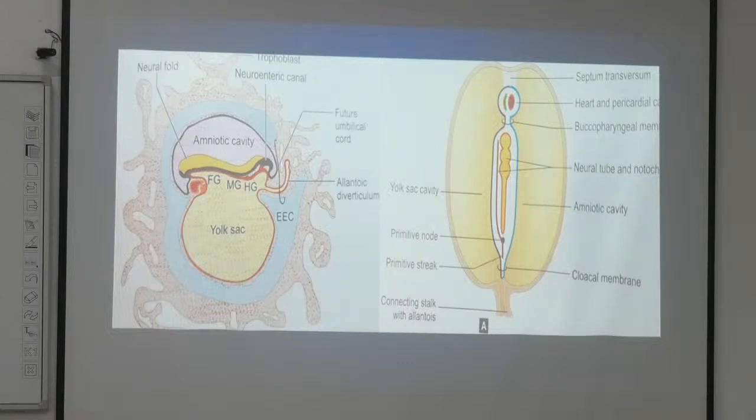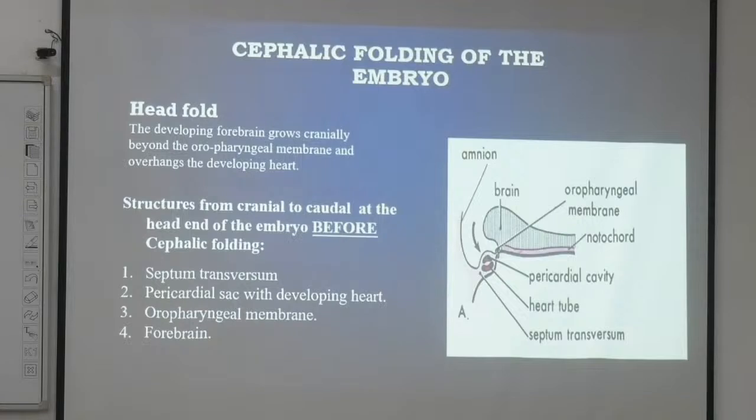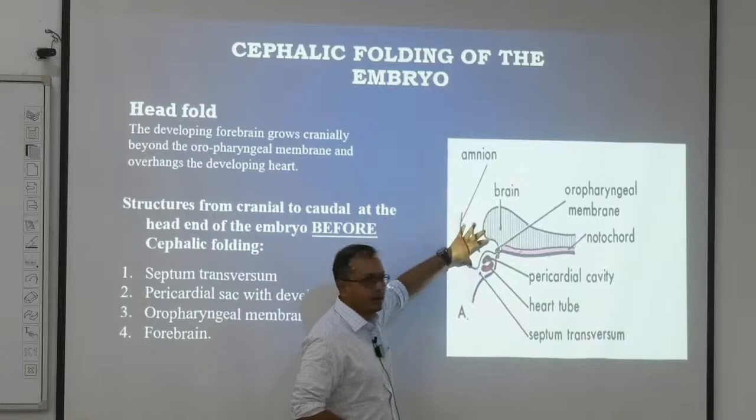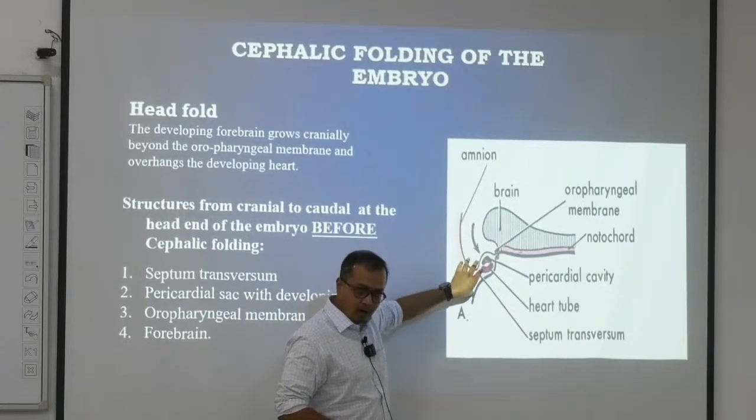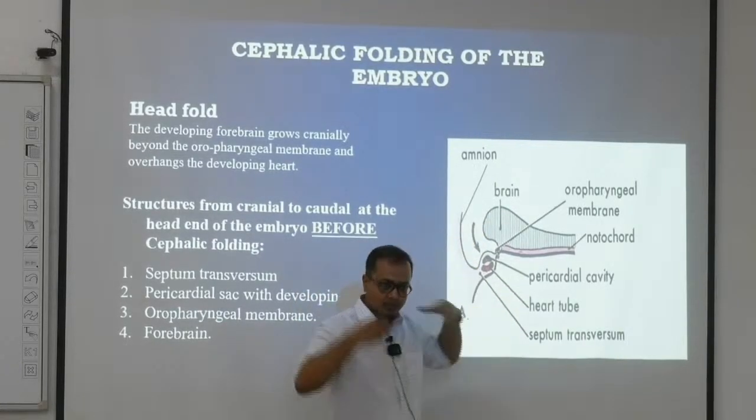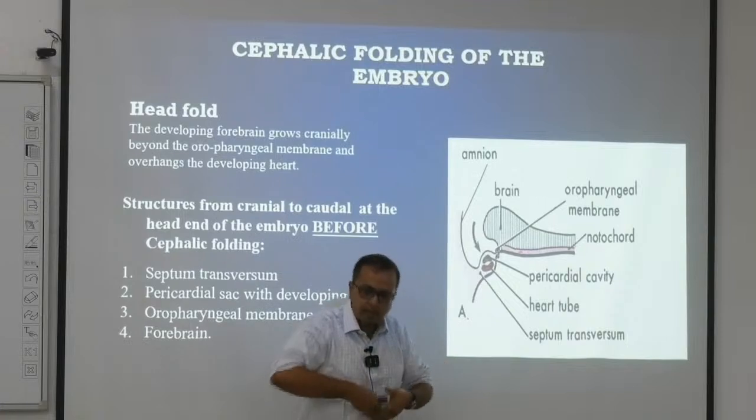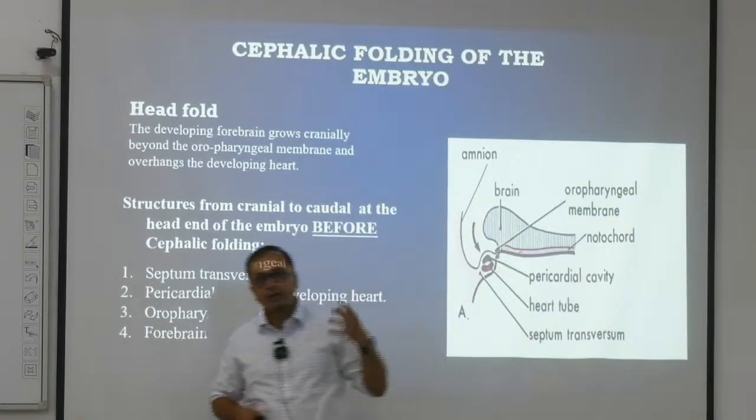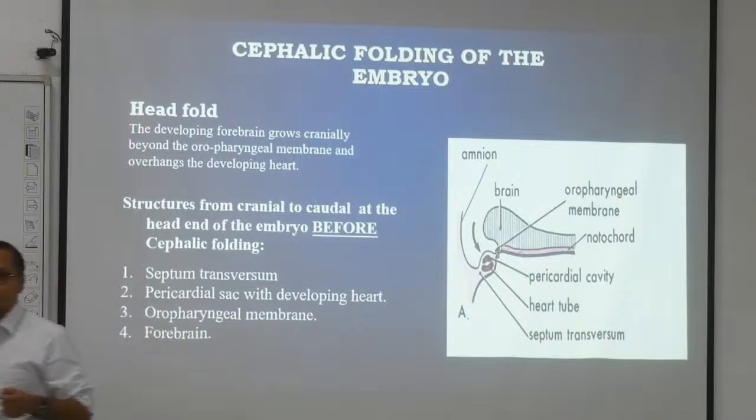So as a result, this particular brain grows, and this growing brain grows further and pushes the content which was anterior to it down and under. That means it goes anteriorly and goes into ventral aspects. As a result of this, the orientations of the structures that we have seen, septum transversum, cardiac tissues, and the buccopharyngeal membrane, switch the position.